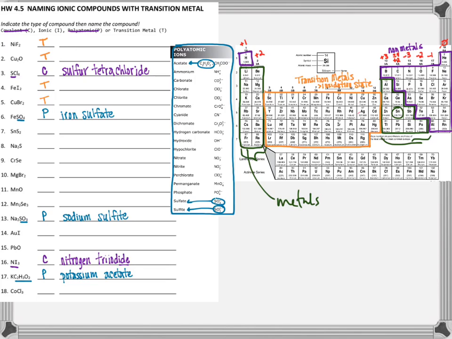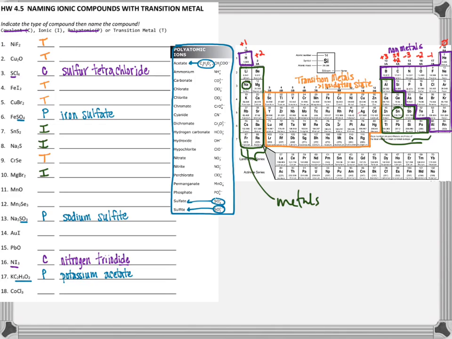So that would be forming an ionic compound. So Sn, I have ionic. And Na, sodium, is group 1. So that's a regular ionic compound. Cr, chromium. If I look for it, I see chromium is in group 6. So this would be a transition metal. I look for Mg, that is in group 2, so right away I know that I'm dealing with an ionic compound.